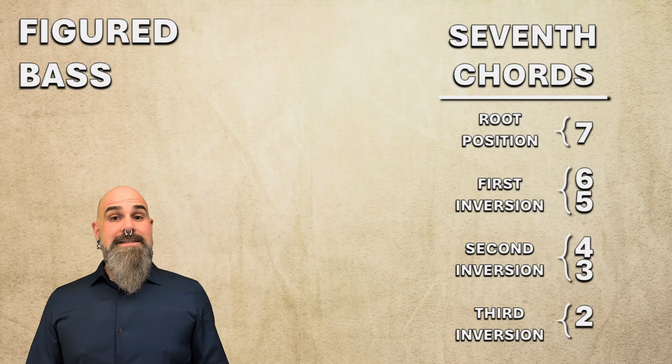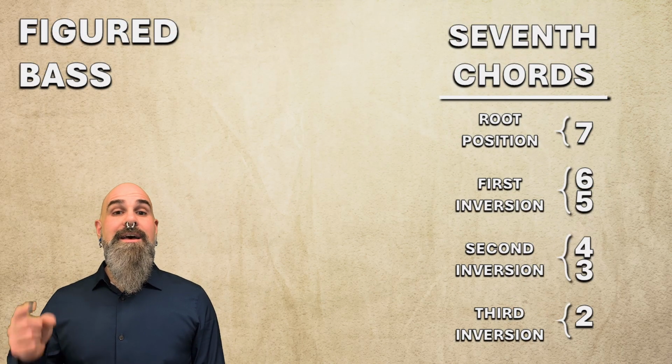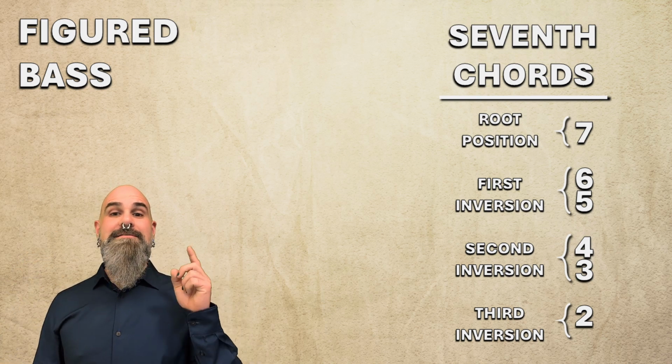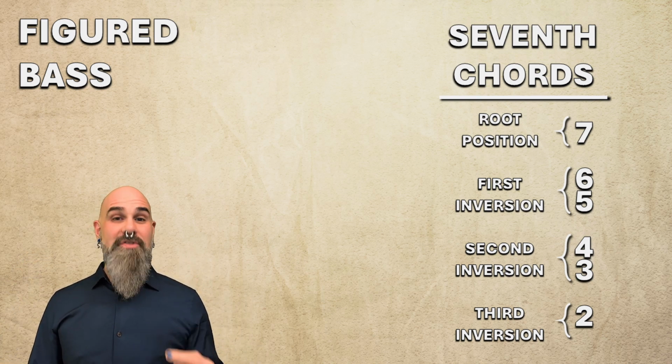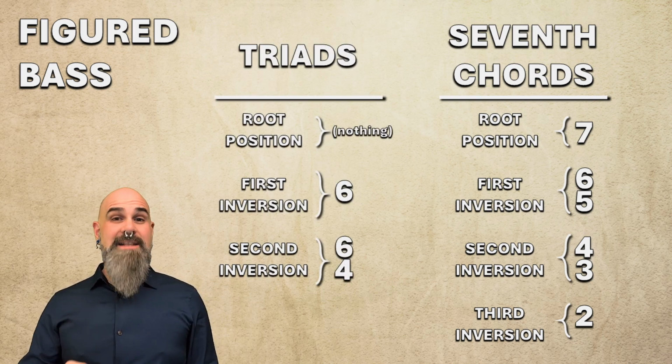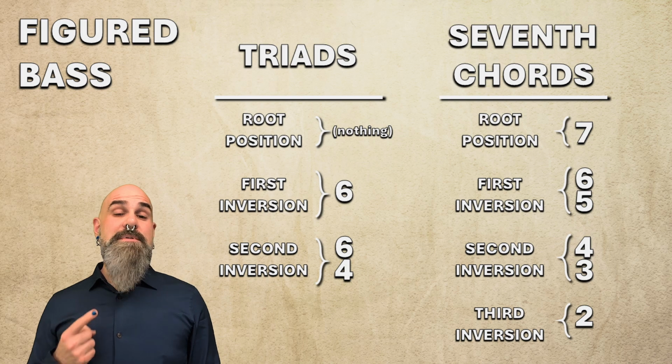A quick way to memorize this: count down from 7. 7, 6-5, 4-3, 2. Root position, first inversion, second inversion, third inversion. Now that we have 7 total positions, 3 for triads and 4 for 7th chords, it's time to memorize them.